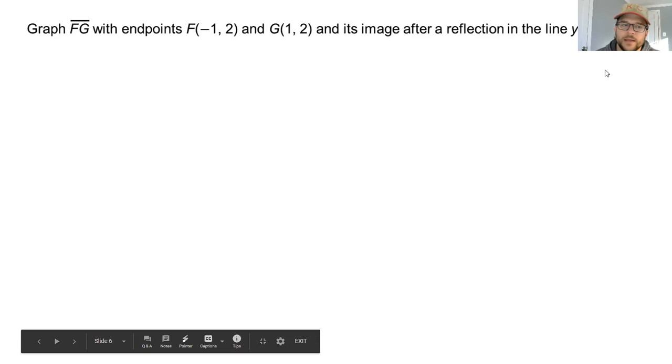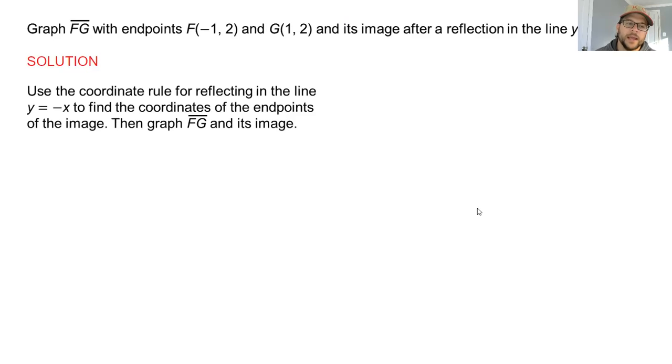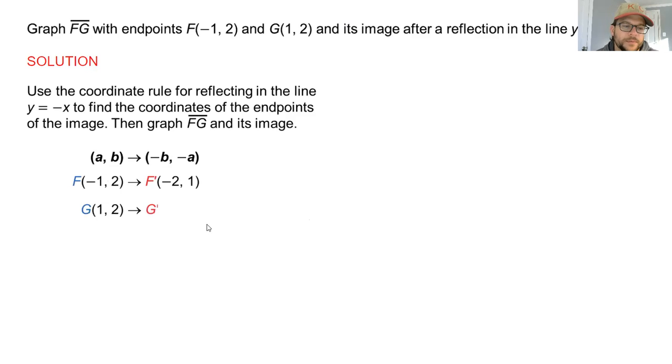So now using the same endpoints, F and G, over the line y equals -x, which is the slope of -1. We're going to graph that image by flipping our y and x coordinate and changing the symbols, so from positive to negative. So you're going to take your coordinate points, flip your 1 and your 2, and then change the signs. So instead of a +2, it becomes negative, and instead of a -1, it becomes positive.